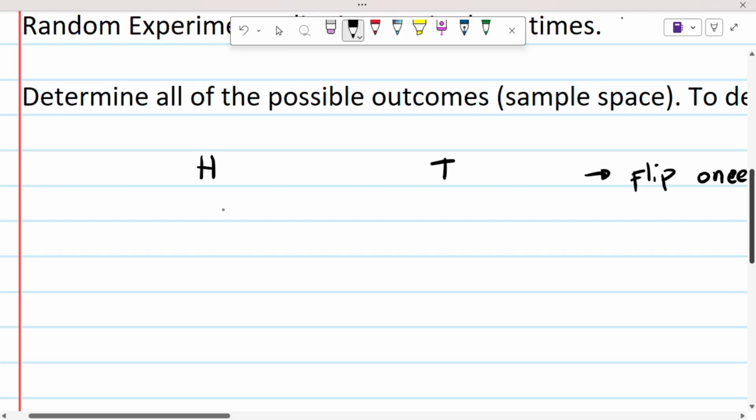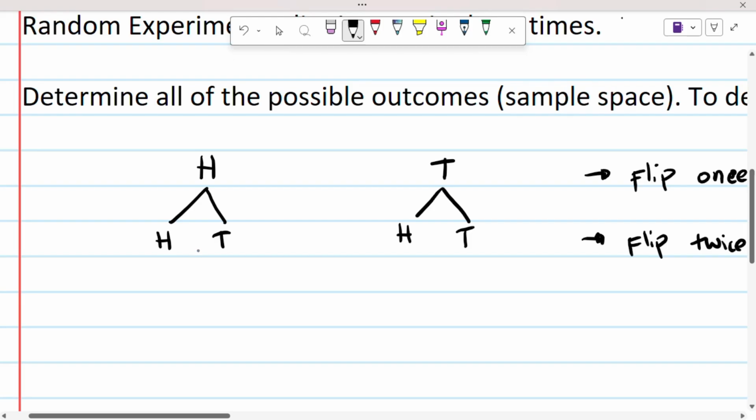Now, if we flip the coin for a second time, suppose that for the first flip, our outcome is head. The second flip of the coin would have the outcomes of either head or tail, right? Now, if the first flip is tail, the outcomes of the second flip are the same. It is either head or tail. So these are the outcomes if we flip the coin twice.